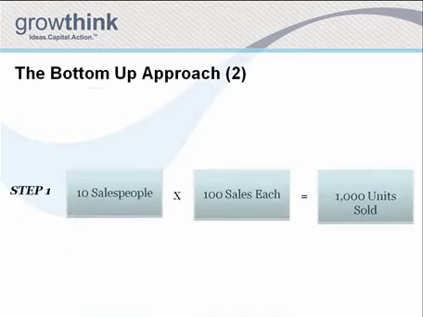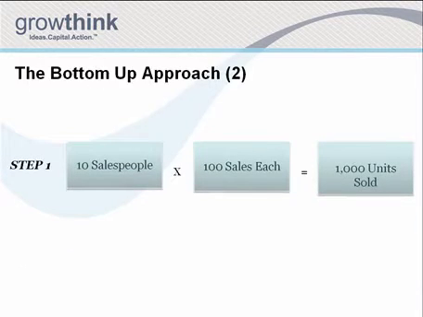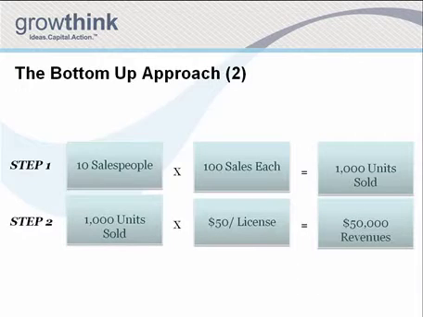So I just want to walk through that. Let's say we have 10 salespeople, and we believe, looking at a bottom-up approach, that each salesperson will get 100 sales per month. Our past salespeople have done 75 sales a month, but we think with advanced training and better salespeople, we can get to 100 sales a month. So that means we'll sell 1,000 units a month. And step two is what is our revenue, which is the 1,000 units per month times our $50 license or fee per sale. That gets us our $50,000 in revenue.